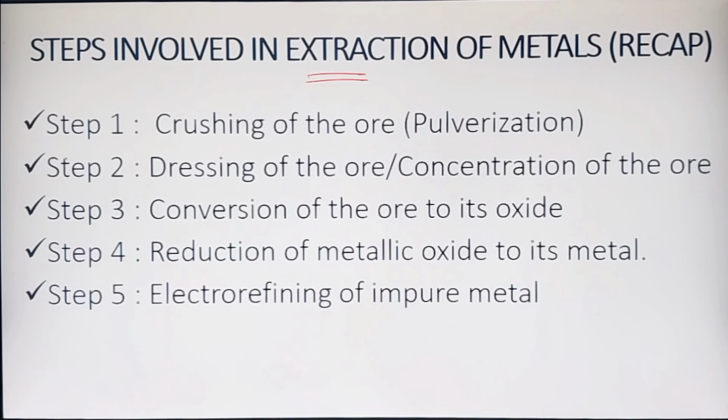So the steps that are involved in the extraction of metals are, step 1, when they get those huge pieces of rock, they crush that ore into fine smaller pieces, or they powder it. Now how do they do it? They do it with the help of rollers. This process is called pulverization. Please remember this technical term for it. So step 1 is pulverization.